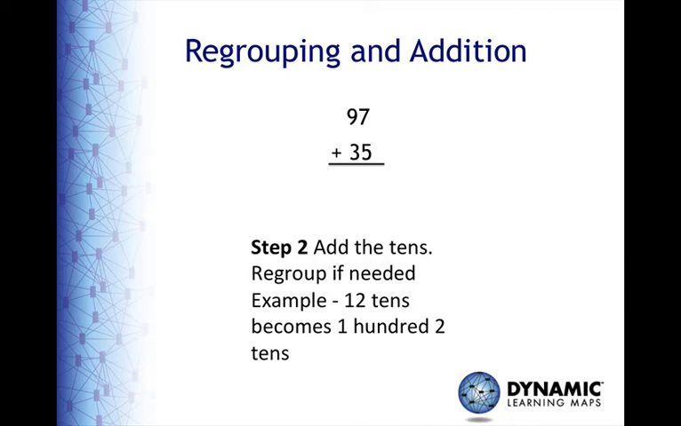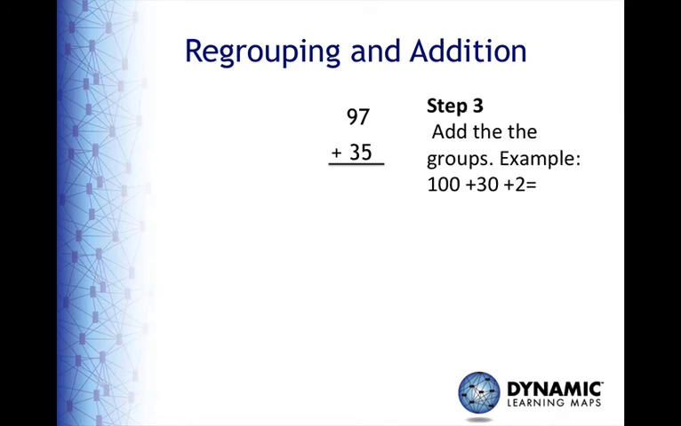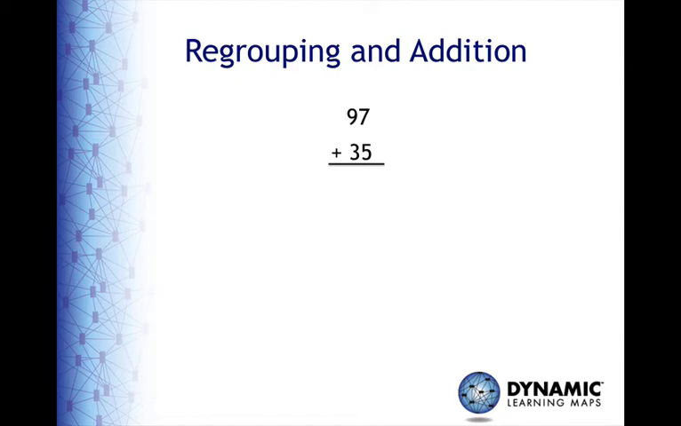In step 2, we add the tens column, 9 plus 3, which is 12 tens. And when we regroup, we have 100 and 2 tens. Finally, in step 3, we add the three groups together, 100 plus 30 plus 2, which equals 132.